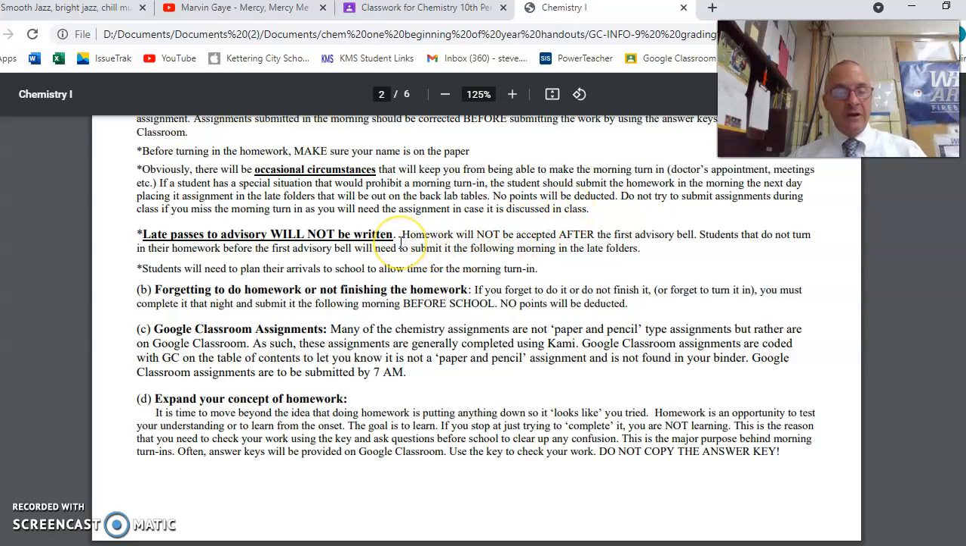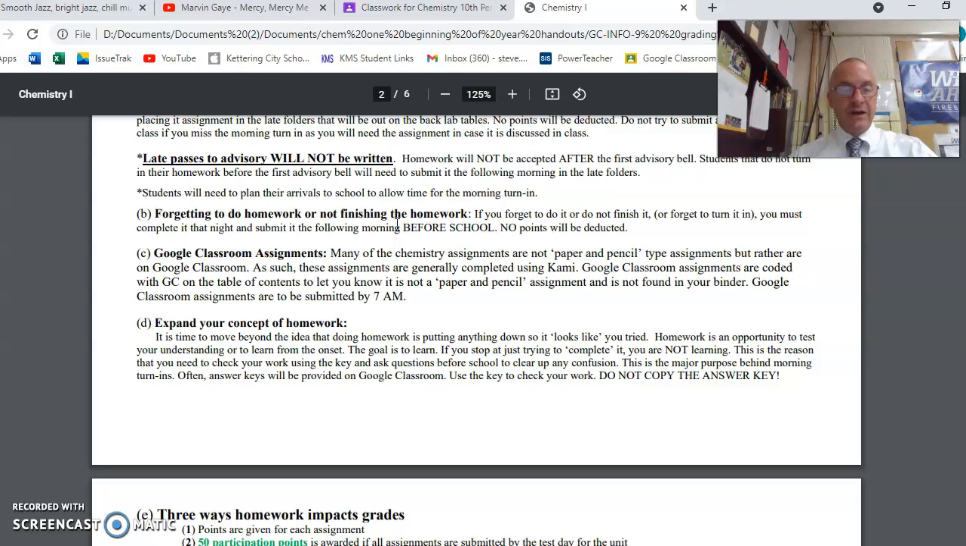Do not come during advisory. Do not come seconds before advisory, because late passes will not be written. So if you are turning in homework before school to this chemistry room, I'm not going to write you a pass to go to advisory. Plan so that you can get it done.